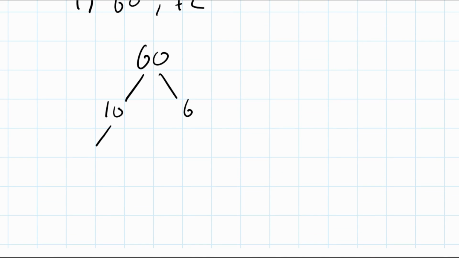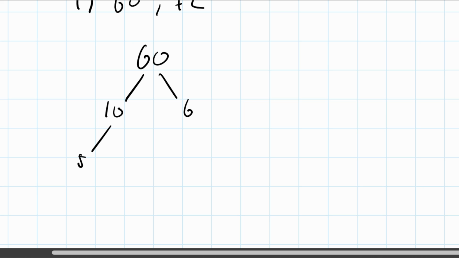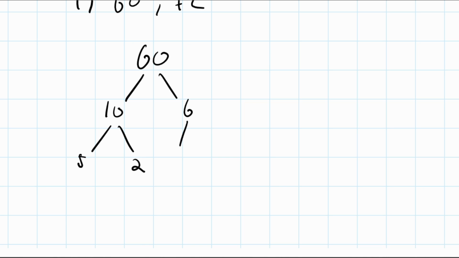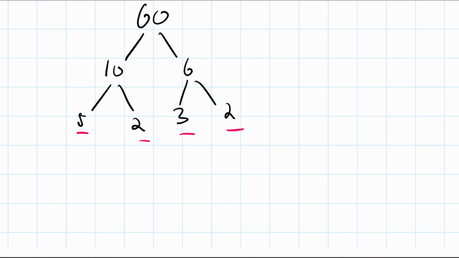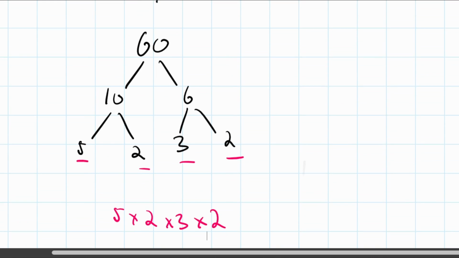let's break down 10 further. So 10 can be broken down to 5 and 2, and you can see here we've got 2 prime numbers, so we'll leave it at that. And 6 can be broken down to 3 and 2, so again we've got prime numbers there. So these are the prime factors of 60, and so we can write it out as 5 times 2 times 3 times 2. Excellent. Now we do the same thing for our next number, 72.